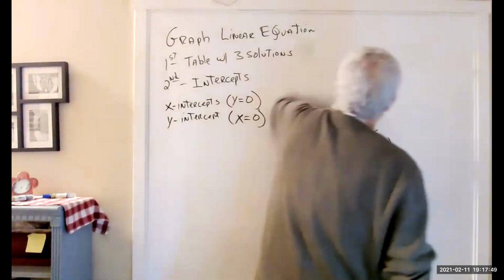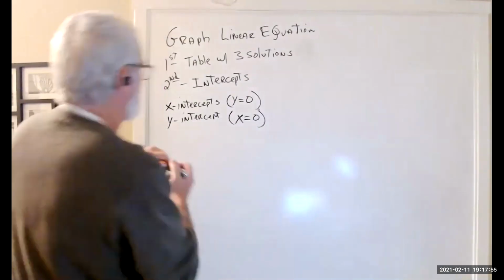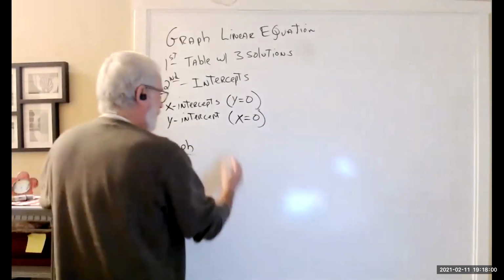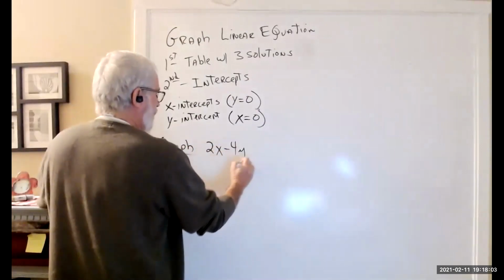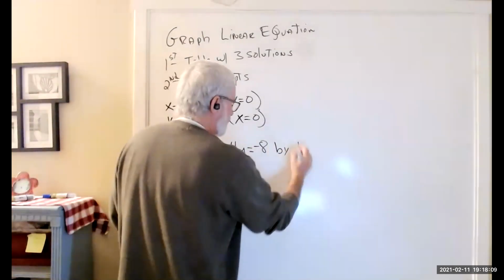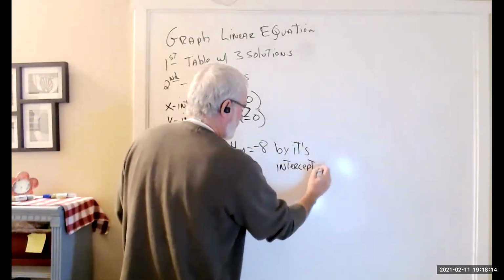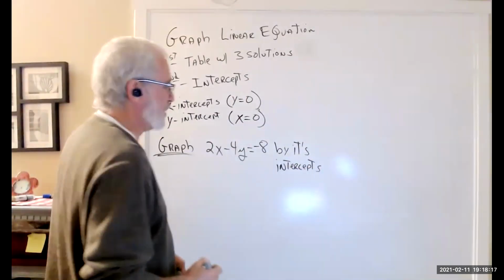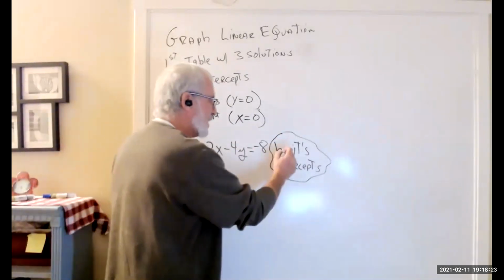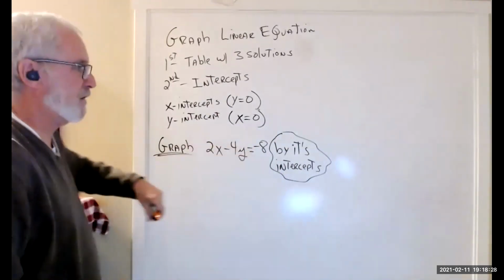So, mom might say something like, graph 2x minus 4y equals -8 by its intercepts. It might say that in the directions. Graph this by its intercepts. Use its intercepts. 2x minus 4y equals -8.